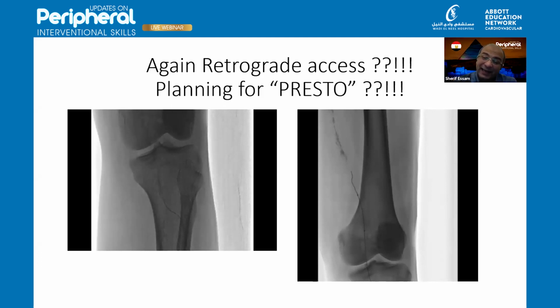The SFA at the Hunter's canal is pinned to the bone with the fibrous tissue around the adductor magnus. So this area of the artery is subjected to very excessive torsion and rotational forces, in addition, of course, to the bending of the groin. So that's why compression resistance and flexibility were the two most important criteria for the Supera stent.